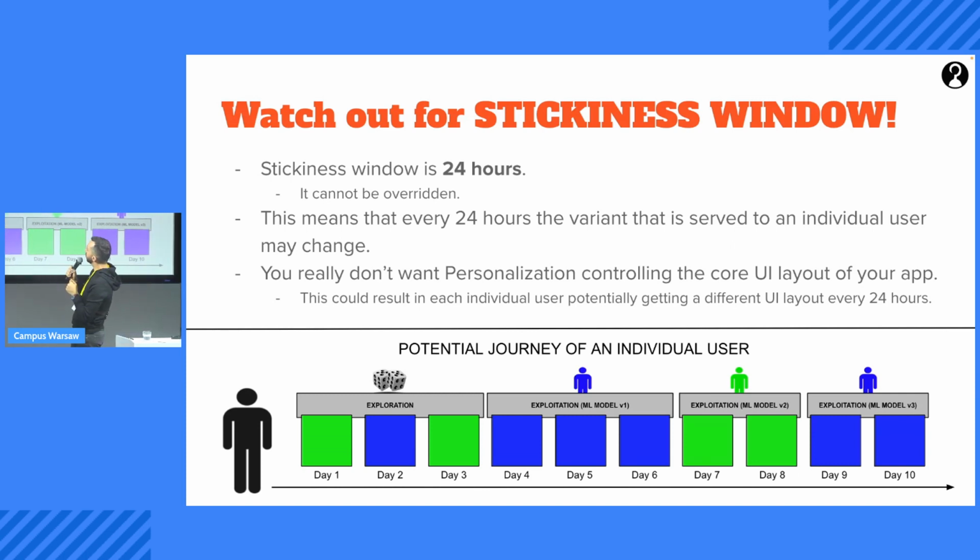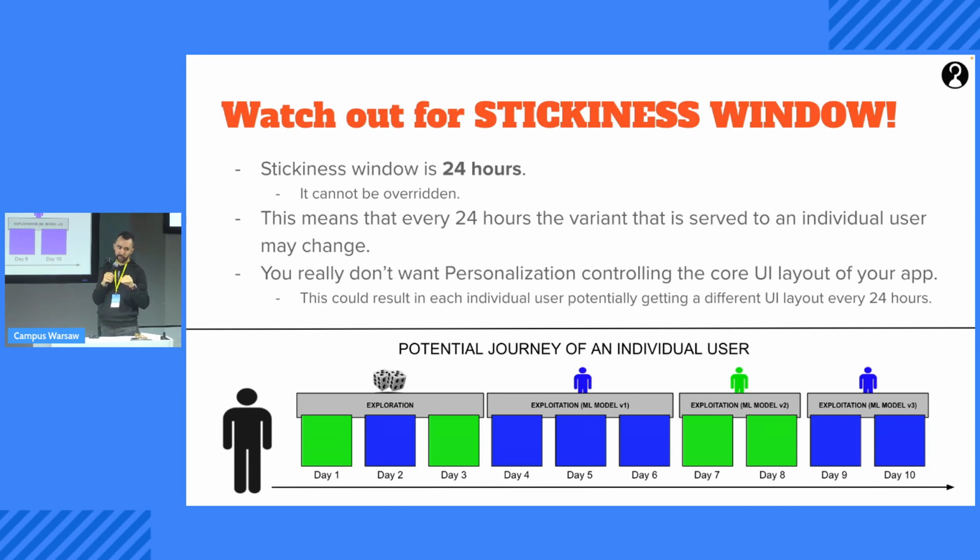And because of this, you shouldn't use personalization for certain things, such as controlling the user interface layout of your app. For example, the play button in your main menu: in one layout it's on the left, in another it's on the right. You don't want that switching for an individual user, because people like their UI layouts not to change that much.